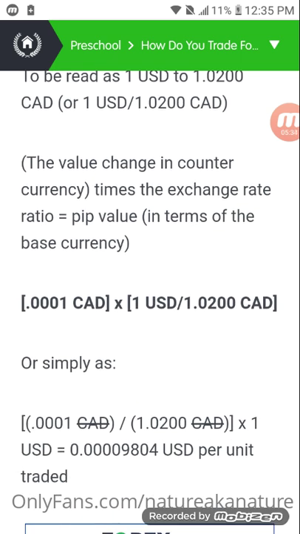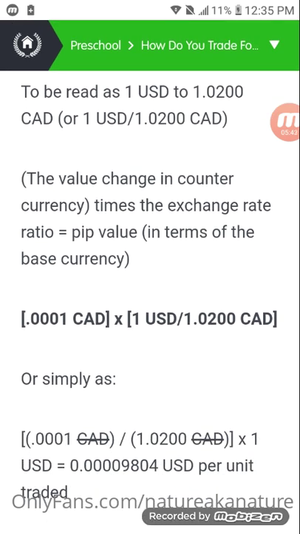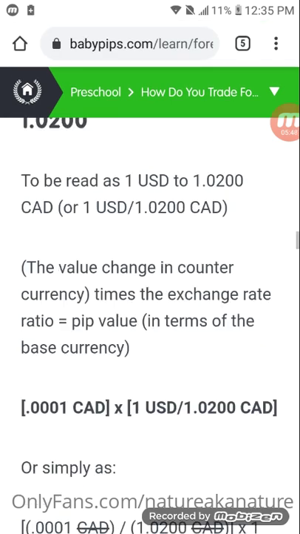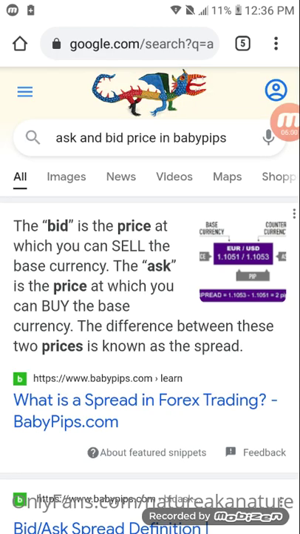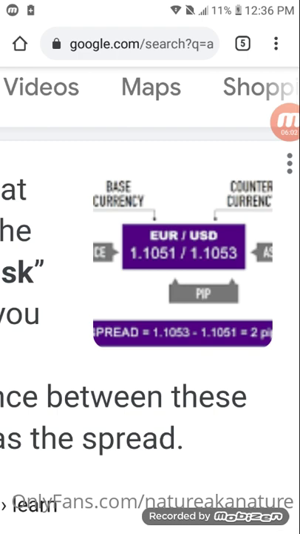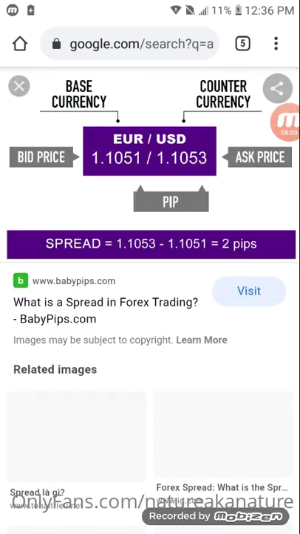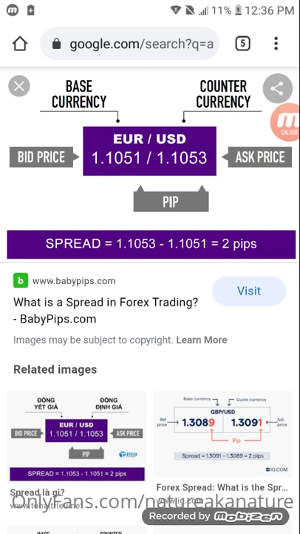Simply, you will find the base currency would be CAD and the counter currency would be USD. I'll show you an example real fast, so I'm not trying to confuse you. As you can see in this picture, the base currency is euro, and the counter currency is USD.